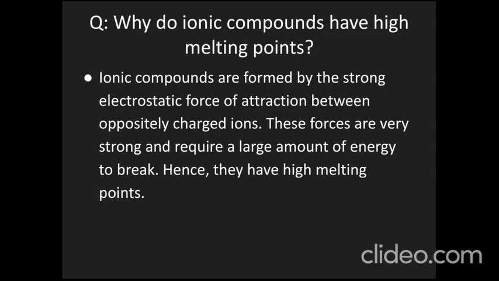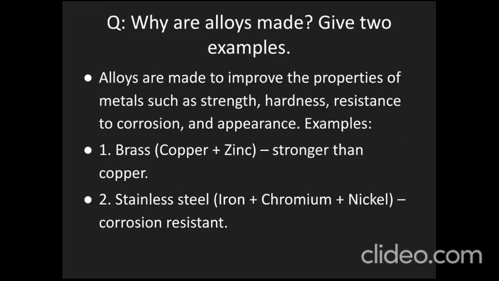It says, why do ionic compounds have high melting points? When we talk about ionic compounds, we know that they are formed by the complete transfer of electrons, which results in formation of oppositely charged ions. And because of those oppositely charged ions, there is a strong electrostatic force of attraction. These forces are very strong as they are the Coulombic force, and they require a large amount of energy to break. So when we try to melt these substances, we need to make them apart, and thus we need to break those bonds, and thus they require very high temperature or a large amount of energy, and thus they have high melting point.